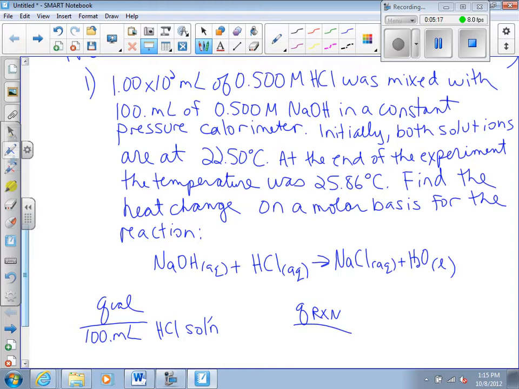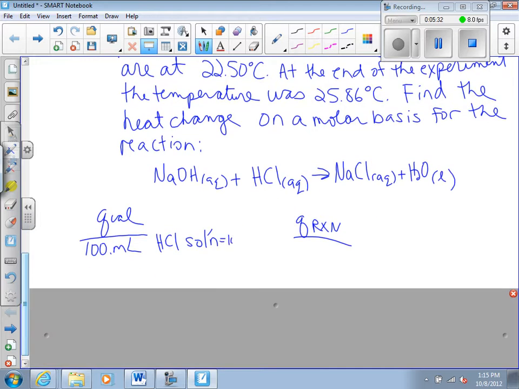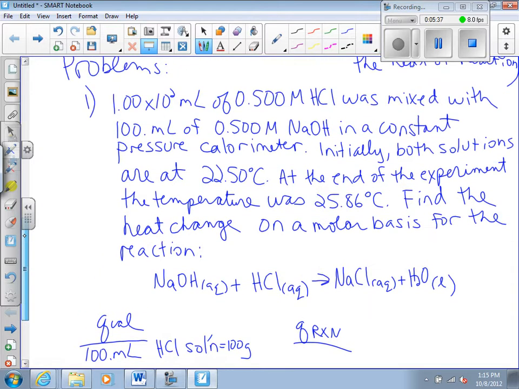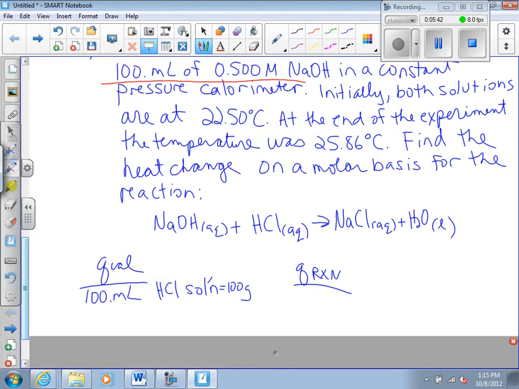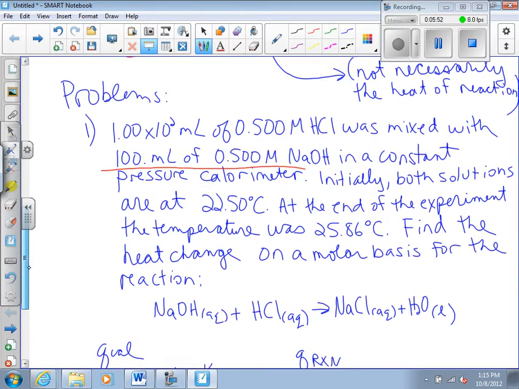And that's not always true, but that's the assumption we will always use for this class and for the AP Chem test. If there is a different density, they will give it to you. So we know that that is 100 grams, because it's 1 gram per mil. What else is in this calorimeter? We have also 100 mils of the NaOH solution. So we'll write down 100 mils of the NaOH solution, and that's another 100 grams.